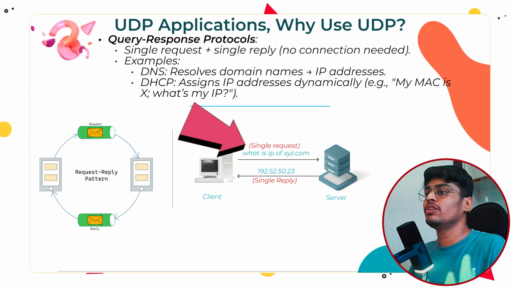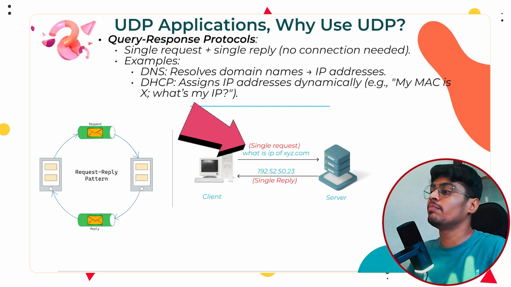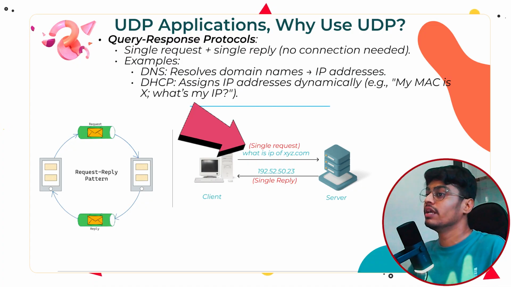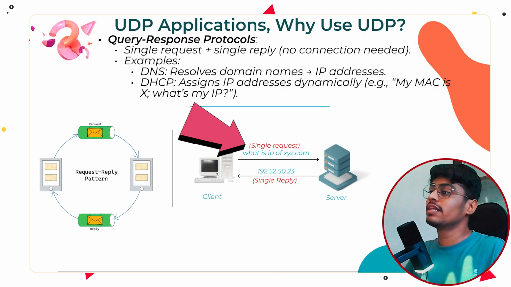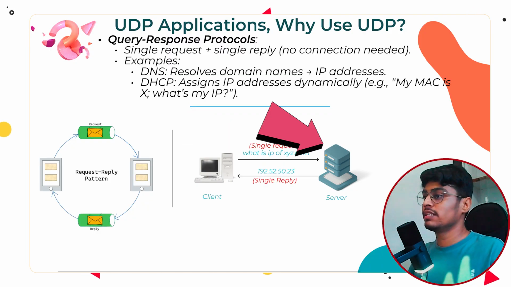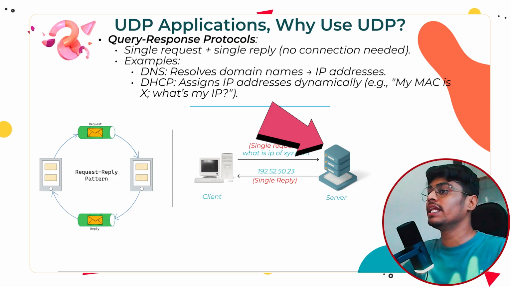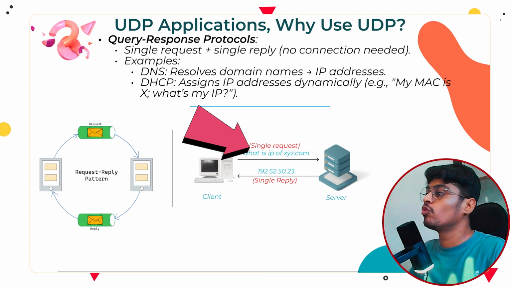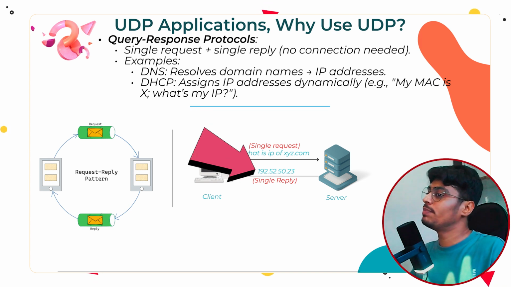If I write any domain name in a browser, we generally remember domain names, not IP addresses. Okay, when I write a domain name, where does that domain name go first? To the DNS server to find the IP address corresponding to that domain name. For this I don't need to build a connection. I'm simply requesting what is the IP address of google.com. The response is this is the IP address of google.com.